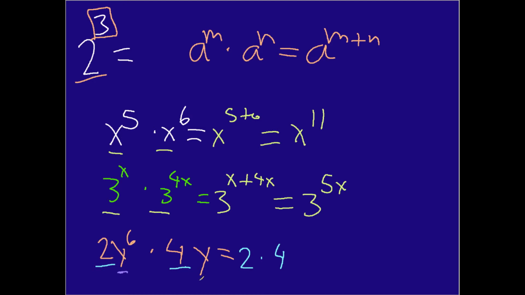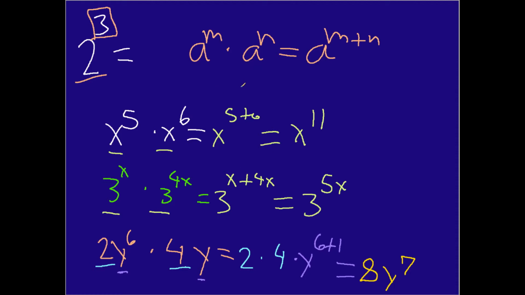And then we also have our y to the 6 and our y to the 1. So we multiply y to the 6 plus y to the 1. And all this simplifies to something very, very simple. So 2 times 4 is going to be 8. And then y, 6 plus 1 is going to be y to the 7. And so that's how that works out.